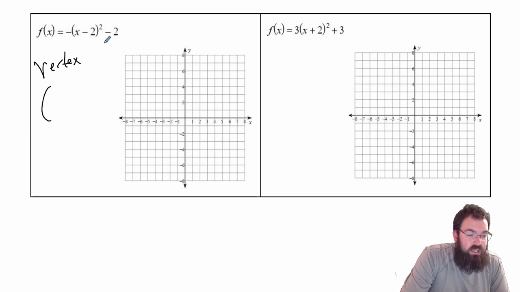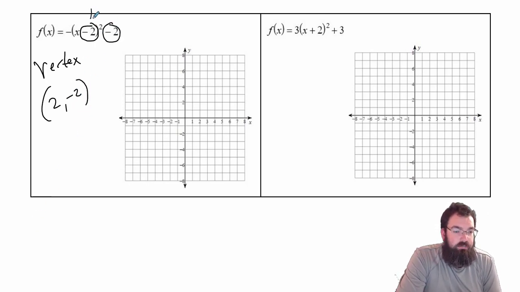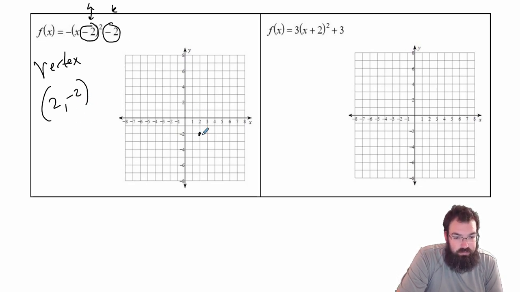The vertex is the number here, just flipped, 2, comma, and then the exact number out here. So this is the h and this is our k. So the h is flipped, the k stays. Let's graph it. (2, -2).